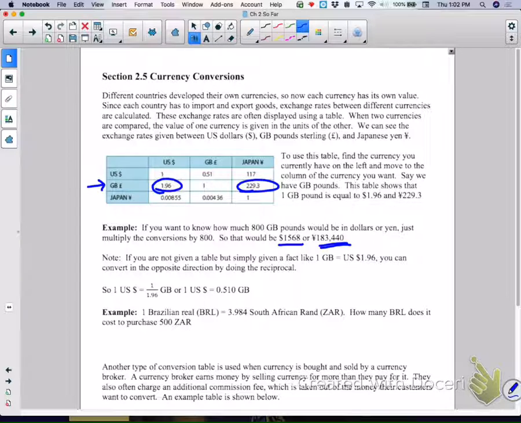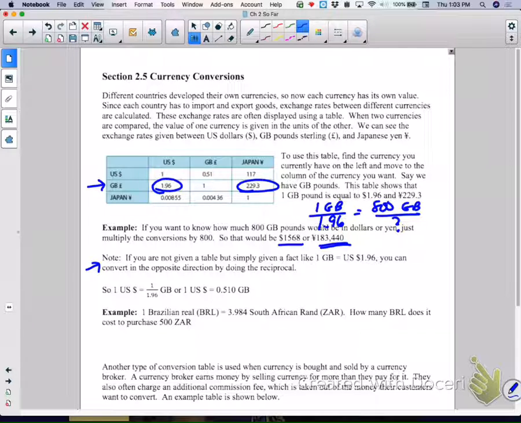Now you could also set up a proportion. For the dollars, I could say there is one Great Britain pound for every $1.96. So if I have 800 Great Britain pounds, how many dollars is that going to be? An X would probably be easier there. We can cross multiply and solve, and you'll end up with the exact same answer. I'm not really doing them that way, and your book doesn't really do it that way, but by all means, if you like that way, do it that way.